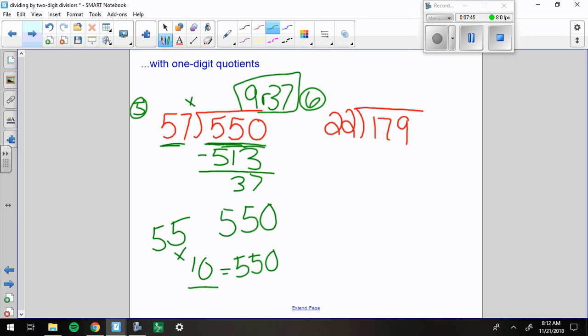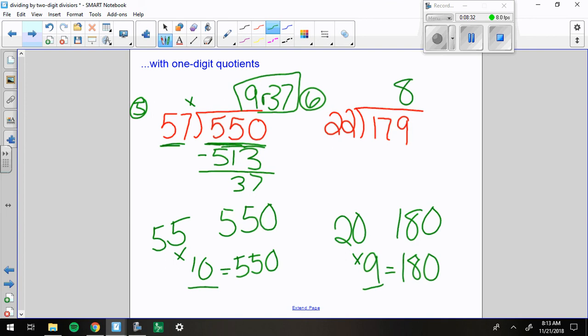When you have a problem like this, where your divisor doesn't go in for a long time, all the way until 550, 57 doesn't go in, the first thing I would do is estimate. Like, let's look at number 6. 22 and 179. 179 divided by 22. First thing I would do is estimate. 22, man, that's a lot like 20. And 179 is just about 180. I know if I did 20 times 9, that equals 180. But I don't know if 9 is going to be it. 22 is greater than 20. So let's try 8.